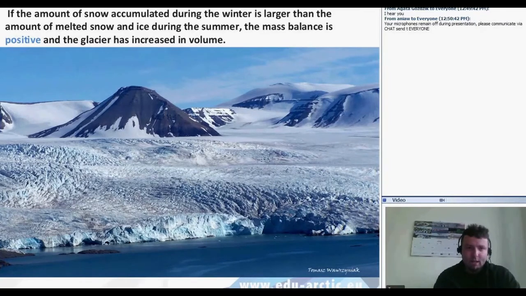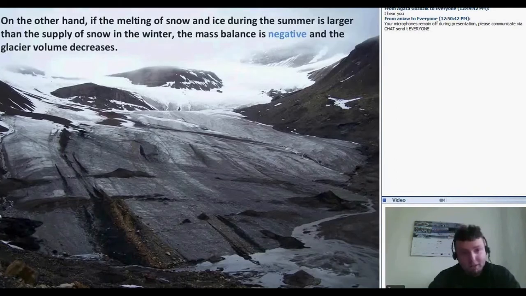Here we can see a big glacier with positive mass balance. So the amount of snow accumulated during winter was larger than the amount of snow melted during summer. When the mass balance is positive, the glacier increases in volume. On the other hand, there are glaciers with negative mass balance. Of course, it can be different in different years. So when the mass balance is negative, the snow from previous years can melt, and also the ice can melt. So the glacier retreats, moves back.